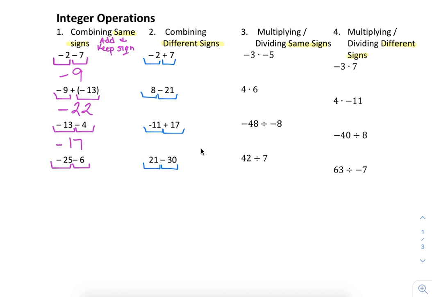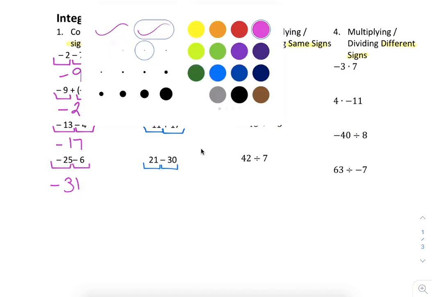-25 minus 6, they're both negative, so my answer is negative. 25 and 6 combined together makes 31. It's kind of like if you have a bunch of debt and you combine them on your shopping list or on your receipt of a bill, all of those add up to make a bigger debt number. So negatives combine. Where we have to be careful is if they have different signs.